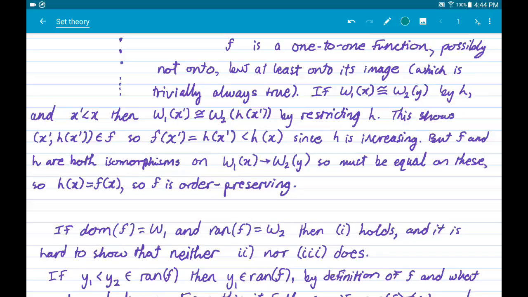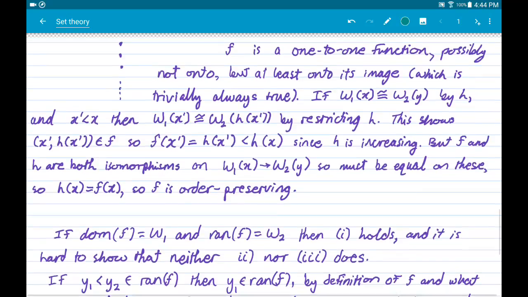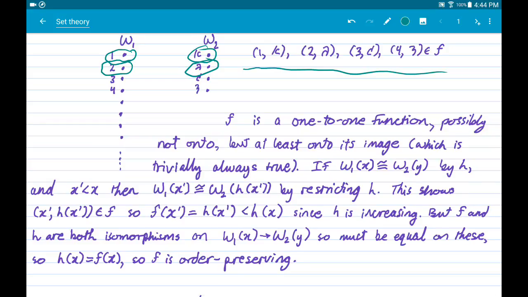So the first thing to notice is that the function so defined has to be a one-to-one function. We do not know its domain, nor do we know its range per se. The domain may be all of W1, but in the example I gave earlier, the domain is 1 through 4. We don't know. And likewise for the range, it may be all of W2, or it may be a proper subset.